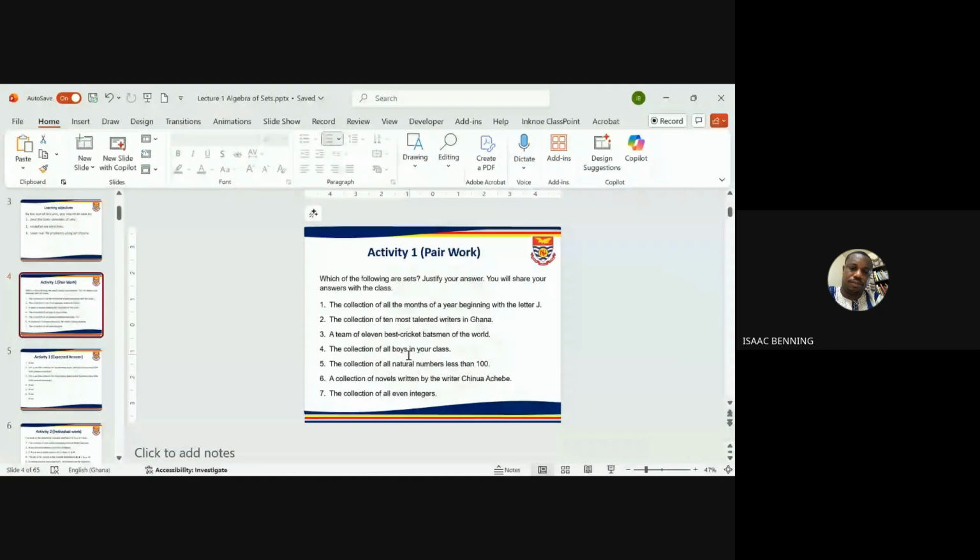That is why that statement cannot be considered a set. The same way, when we look at the third one, a team of 11 best cricket batsmen of the world, for the discussion we are having, it cannot also be a set. Hello, sir. When we look at number 4, the collection of all boys in your class, can you consider that one as a set or not a set? It's a set. Look, there are some people's hands up. Okay, so let's listen to them.